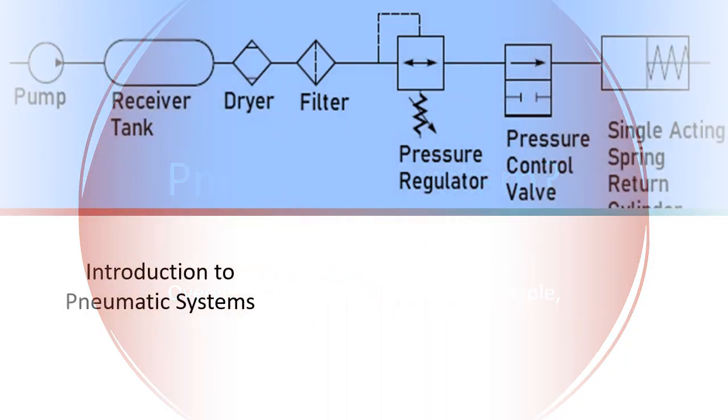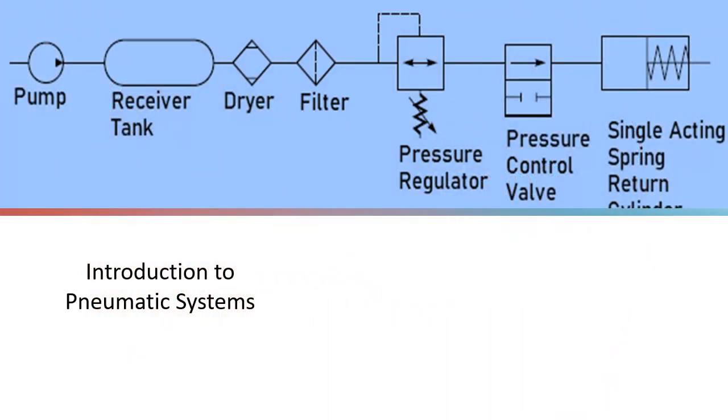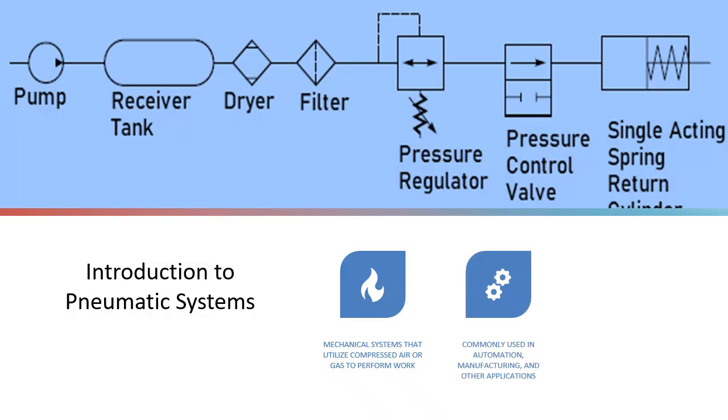Introduction to pneumatic systems. A pneumatic system is a mechanical system that uses compressed air or gas to perform work. These systems are widely seen in automation, manufacturing, and other industrial settings. They work by connecting different components that compress, treat, and distribute air to power tools and machines.